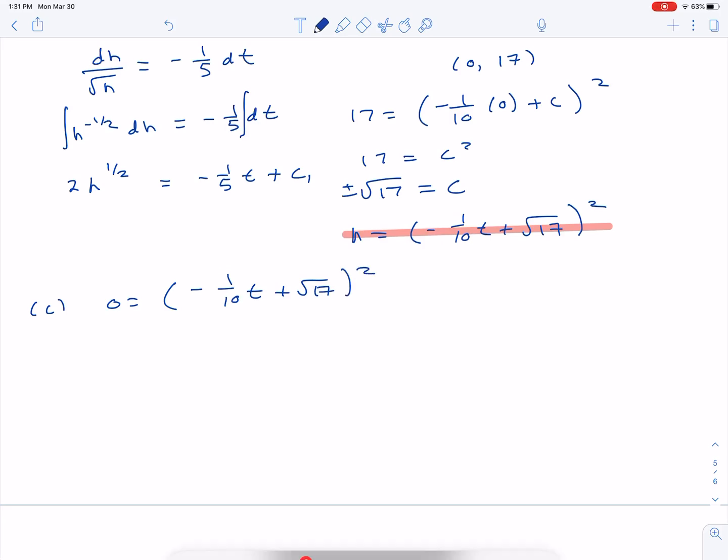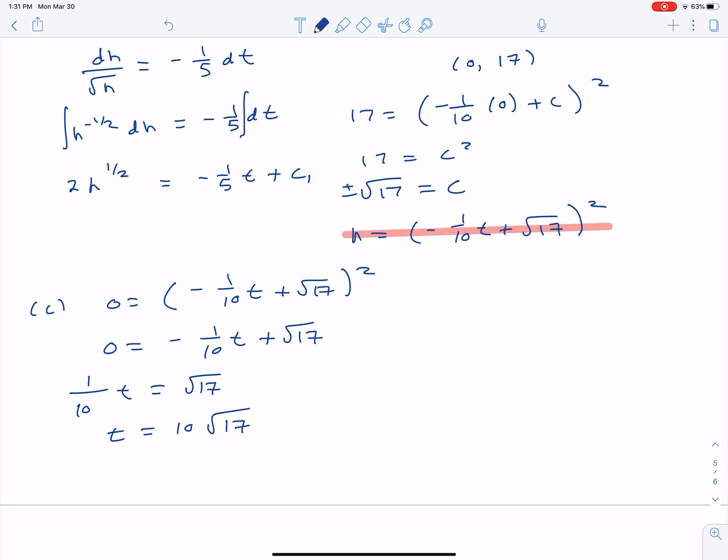So I get 0 equals negative 1/10 t plus root 17. Sorry, I took the square root; I didn't square both sides. I took the square root of both sides. I know the math comes out the same, but just to be precise. So finally, I get t equals 10 times root 17. And that's it for today's problem.